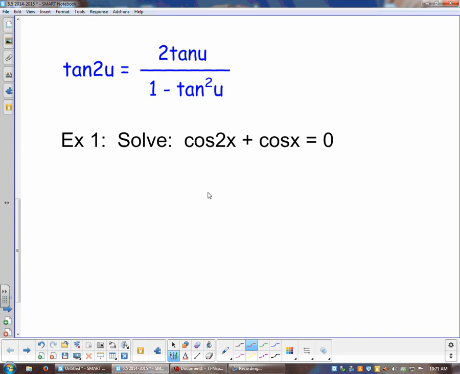All right, so let's rewrite this right here as 2 cosine squared x minus 1. Right, that's from our double angle formula for cosine. And then I have plus cosine x equals 0. And I'm trying to solve this equation. What do you think the next step would be? All right, so we're going to factor. Let's put everything in order here. So I want 2 cosine squared x plus cosine x minus 1 equals 0.